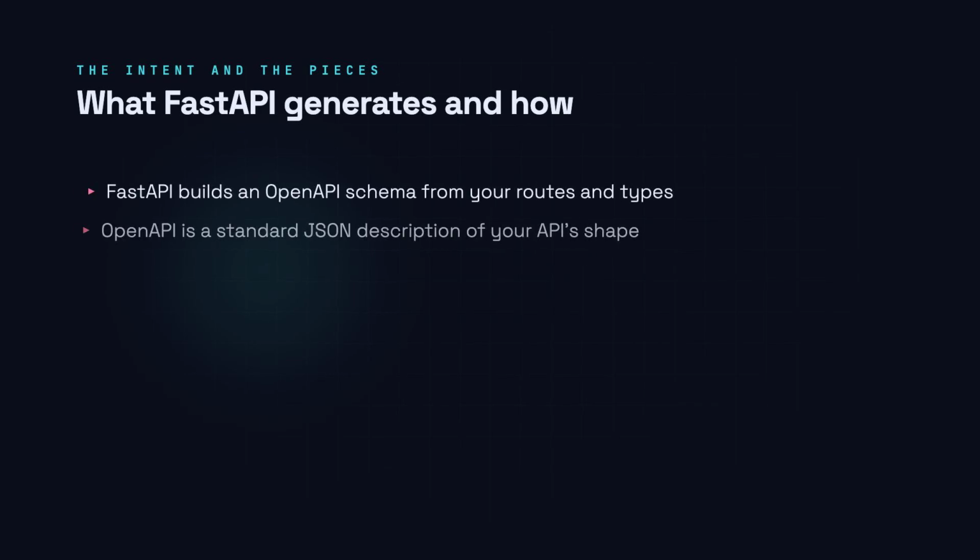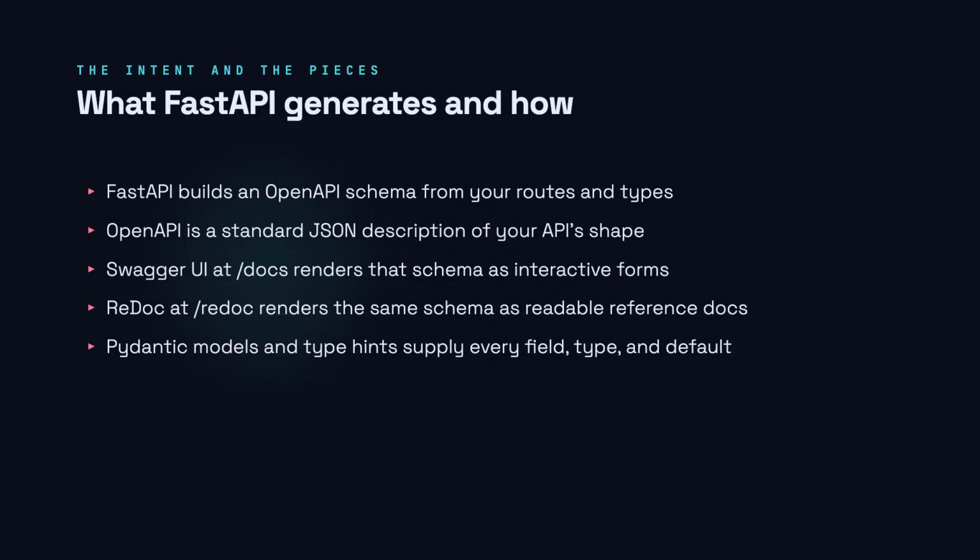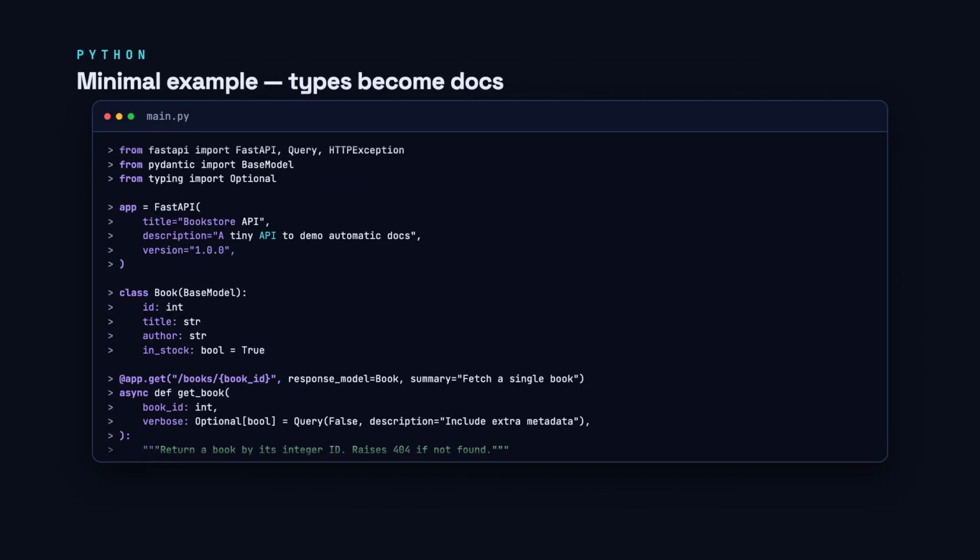FastAPI inspects every route you define, the path, the HTTP method, the parameter types, and the response model. And from that information, it constructs an OpenAPI schema, which is a standardized JSON document describing your entire API. It then serves two UIs from that schema: Swagger UI at /docs, where you can call endpoints directly from the browser, and ReDoc at /redoc, which gives a cleaner read-only reference. The raw schema itself is available at /openapi.json.